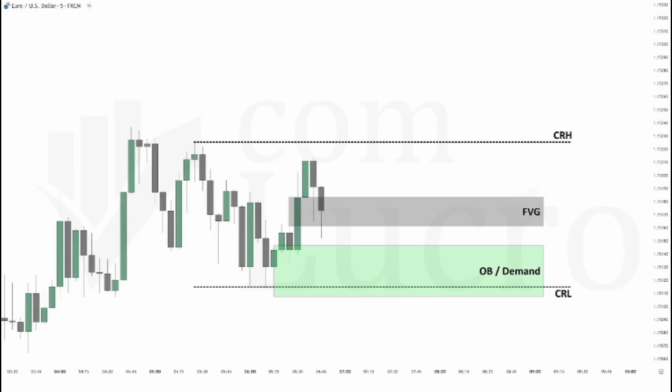Even if you missed this specific trade, notice how multiple new fair value gaps formed during the rally, creating several additional opportunities to join the trend. That completes our first successful CRT trade.